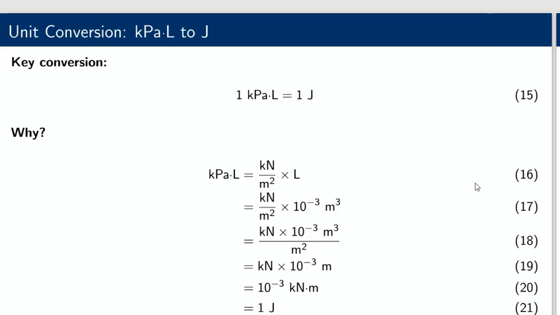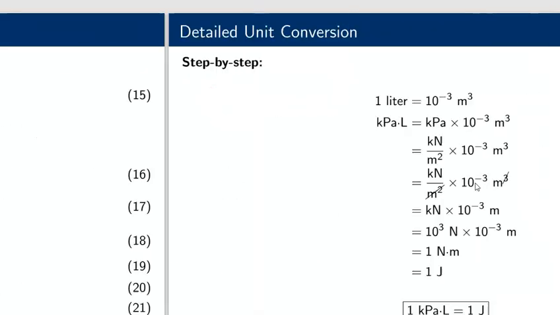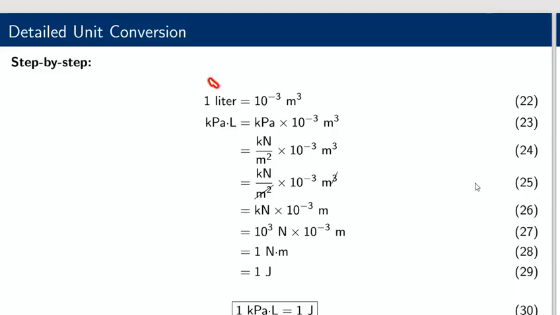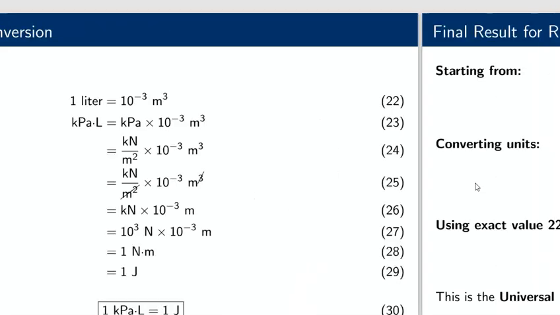Now we do the calculation. We will get kilonewton into 10 to the power minus 3 meter, so that will be 10 to the power minus 3 kilonewton meter. Newton meter is joule. Now this kilo and 10 to the power minus 3 become 1, so that will be 1 joule. So 1 kilopascal liter is nothing but 1 joule, that we got.